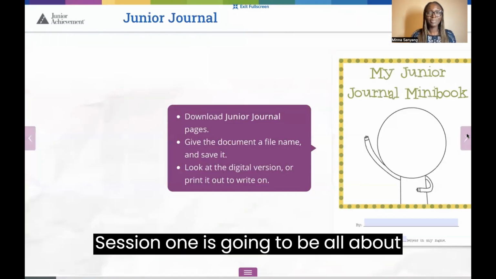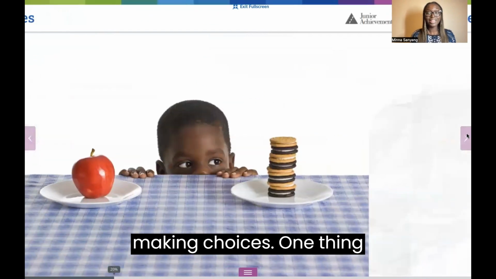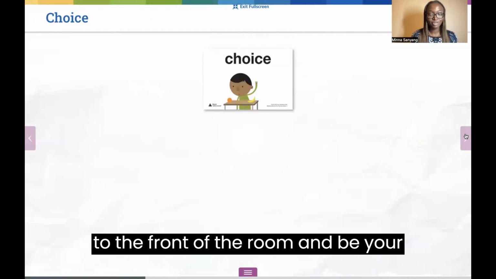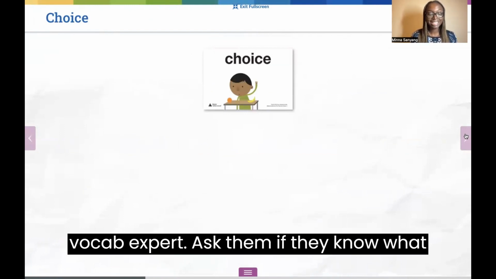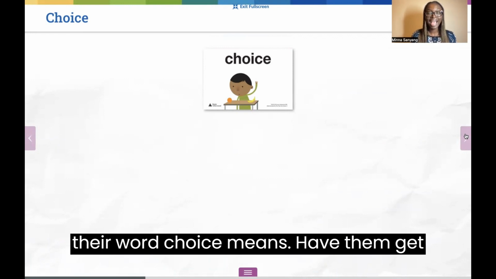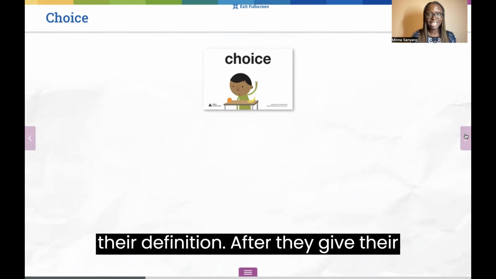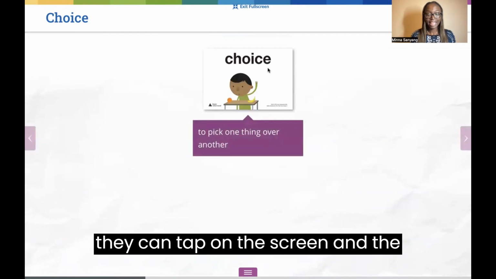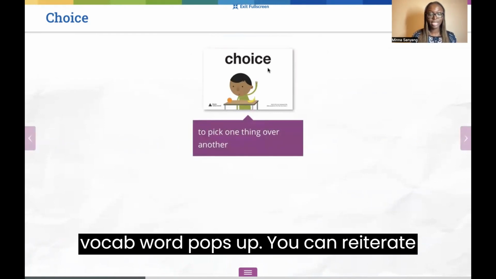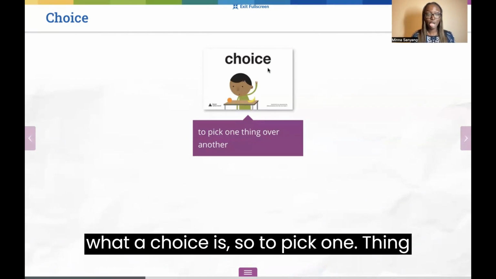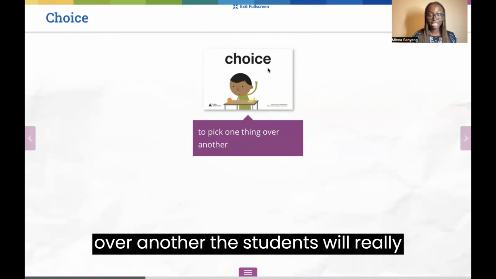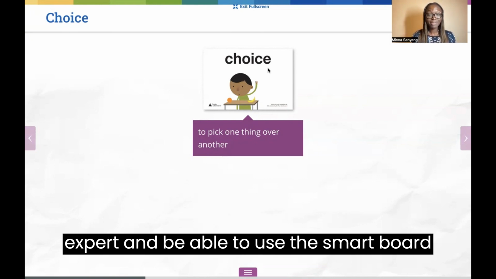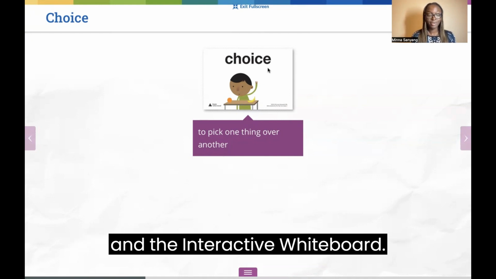Session 1 is going to be all about making choices. One thing that is interactive for the students to do is to ask one person to come to the front of the room and be your vocab expert. Ask them if they know what the word choice means. Have them get their definition. After they give their definition, then they can tap on the screen and the vocab word pops up. You can reiterate what a choice is, so to pick one thing over another. The students will really enjoy having the opportunity to come to the front of the room to be the vocab expert and be able to use the smartboard and the interactive whiteboard.